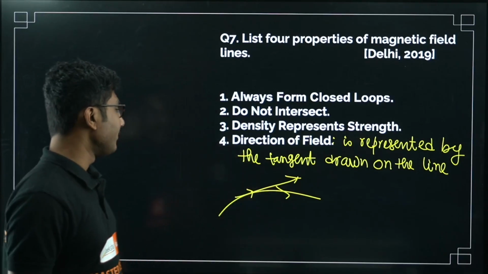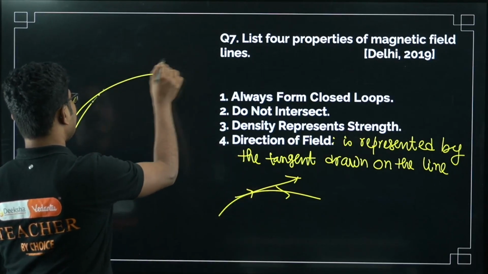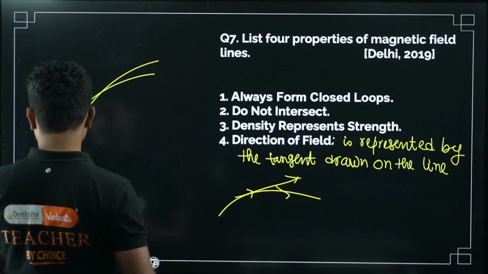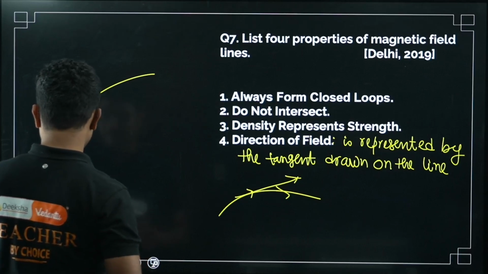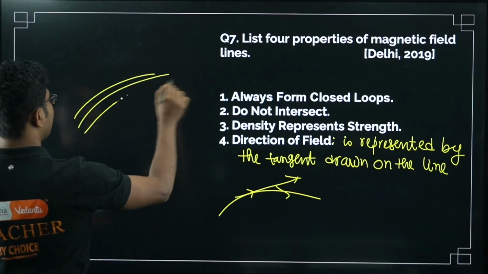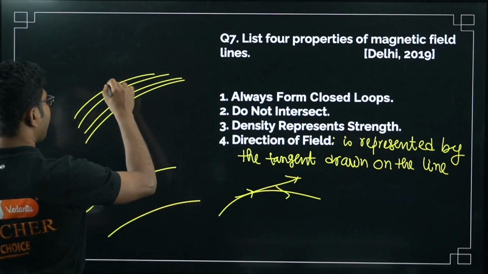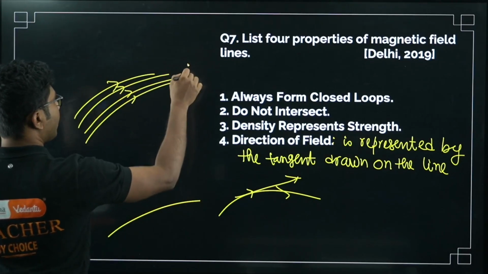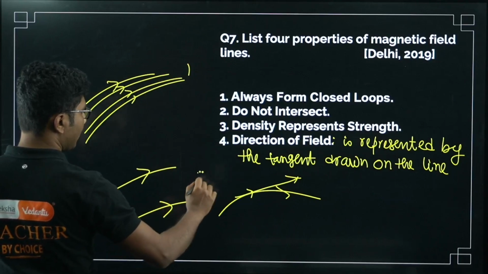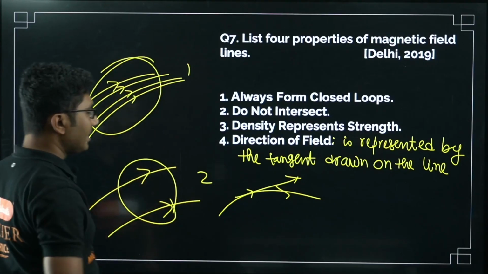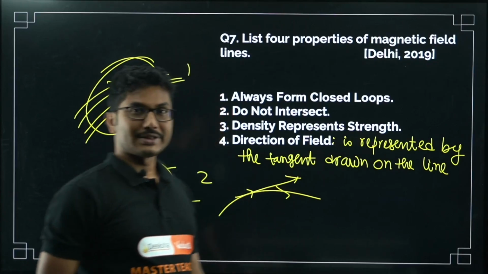If there are more lines in a small region, so definitely it is a strong magnetic field. Compared to, suppose this is field line arrangement number 1, and this is arrangement number 2. So definitely this is a stronger magnetic field, and this is a weaker magnetic field, because more number of lines represents strength.